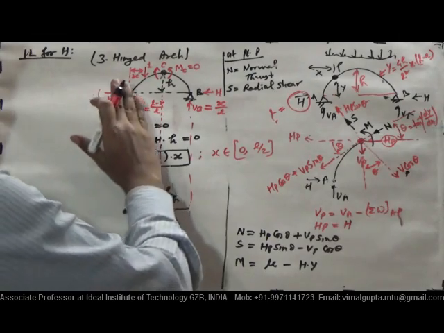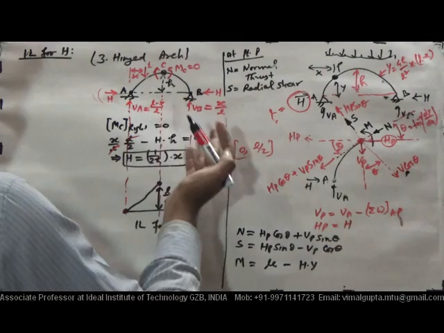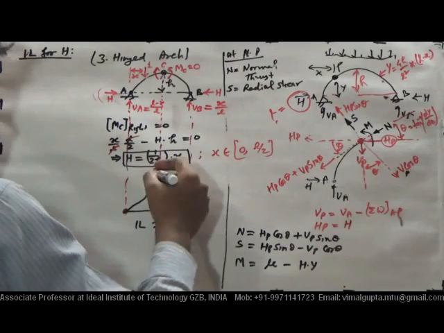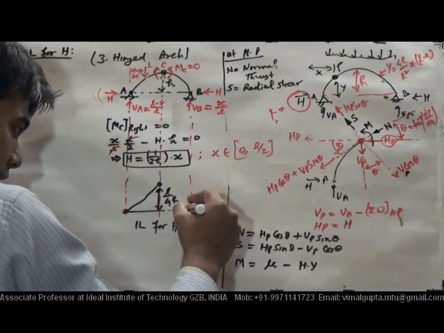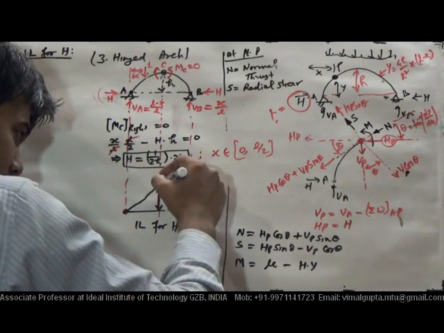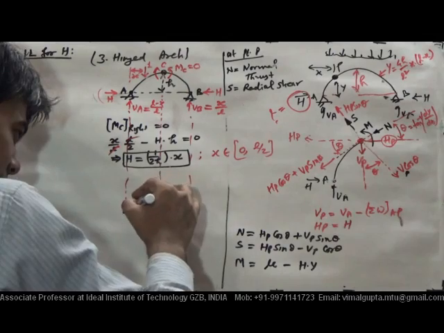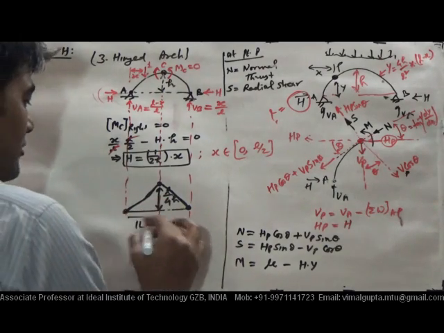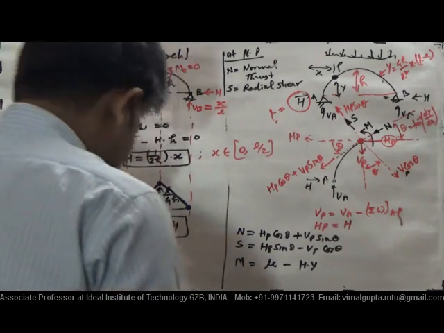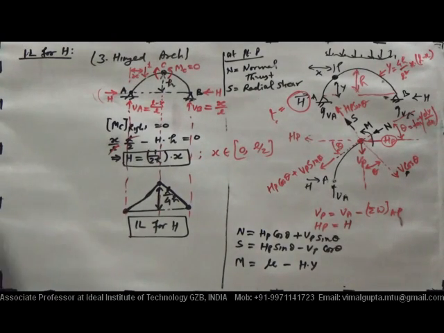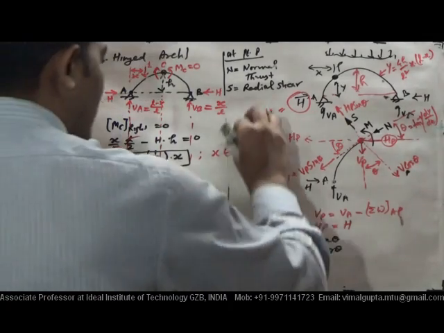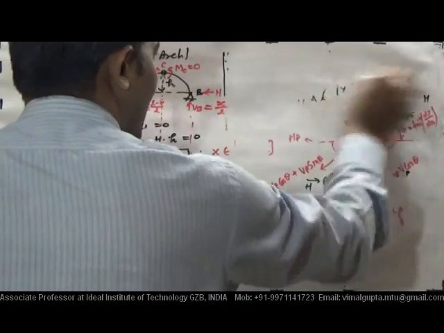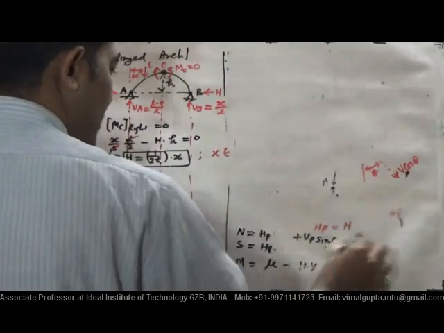Now if you want to plot the IL for CB part, then it will have the same type of thing, and at this point we will get this one. So this triangle having the ordinate at mid L by 4H represents the IL for H for 3 hinge arch. Now I would like to plot the same IL for H for 2 hinge arch.